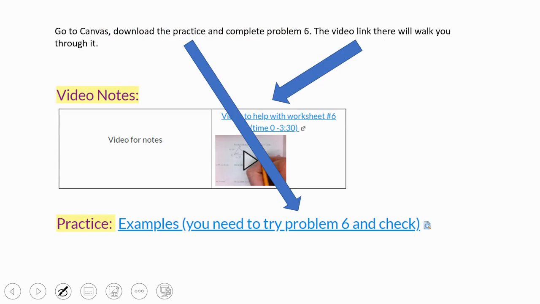So on Canvas, the worksheet that's there, it's not your homework, but problem 6, you should practice now to see if you can do it by yourself, because it's nice because there's a video that works through that, and then we will work through a lot more examples. Make sure you're good at this.